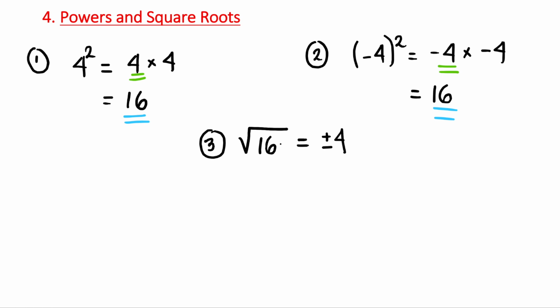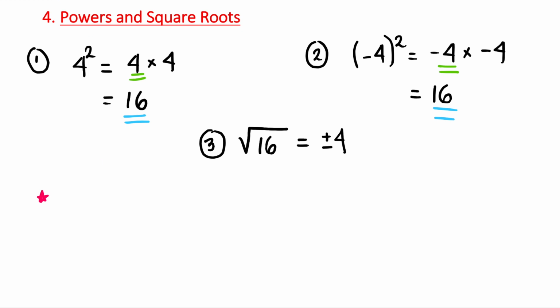You're going to see this a lot, and it's saying that both solutions are possible because the square root of 16 can be either positive 4 or negative 4. Okay? Now, let's look at an interesting case here.